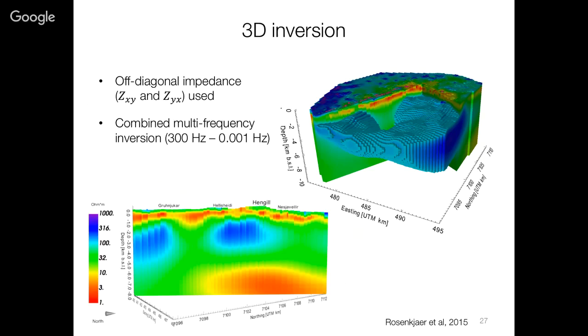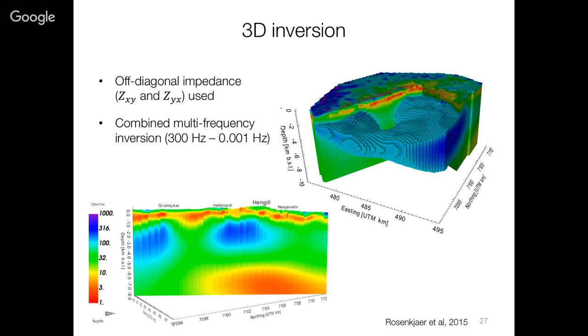The resultant 3D cube looks like this. Blue is material that's resistive, red is conductive. And this is kind of an interesting presentation. It's kind of like a section cut out of the cube. And then this is an isosurface of resistive material. So this is that resistive core that is of interest.